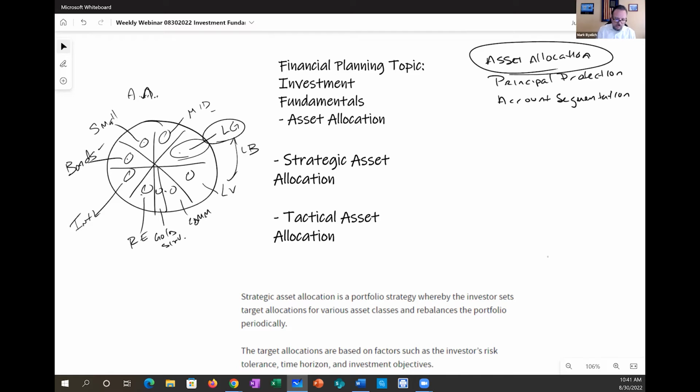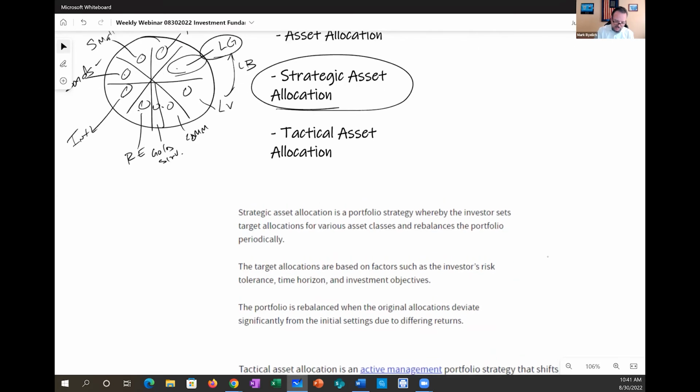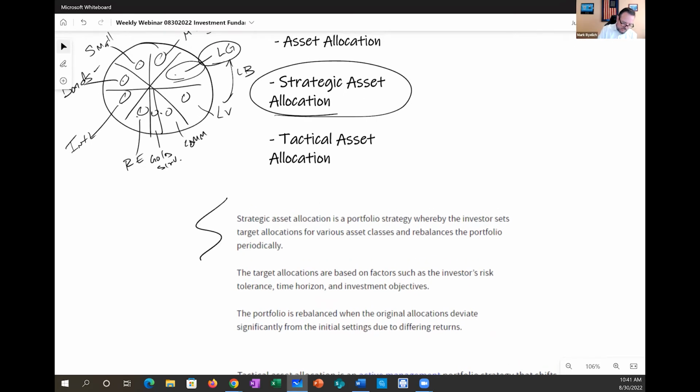But back to general asset allocation, there are two basic ways to manage your allocations. One is strategic asset allocation. So what is strategic asset allocation? I pulled these definitions from Investopedia.